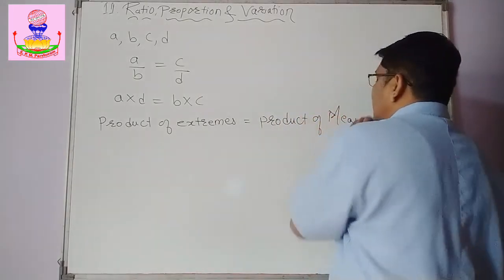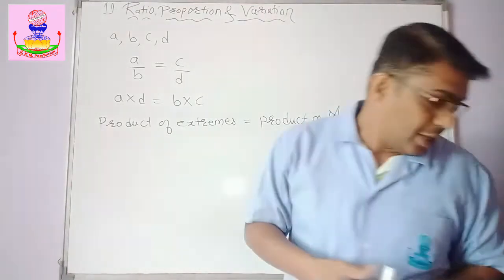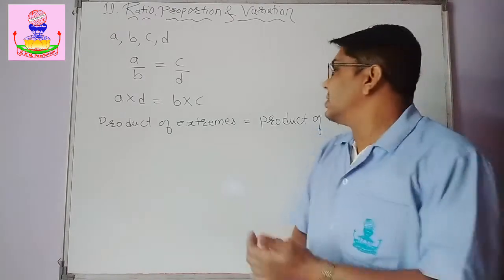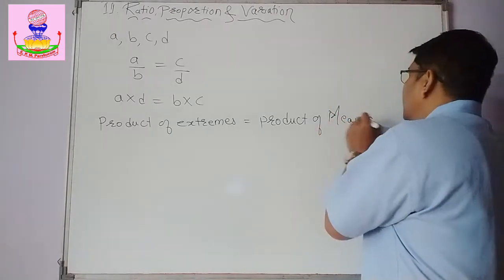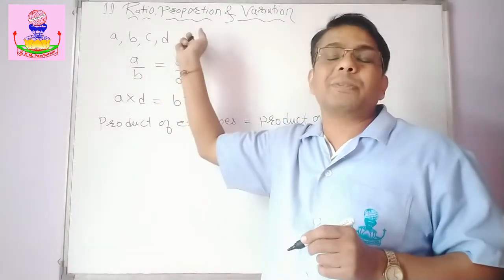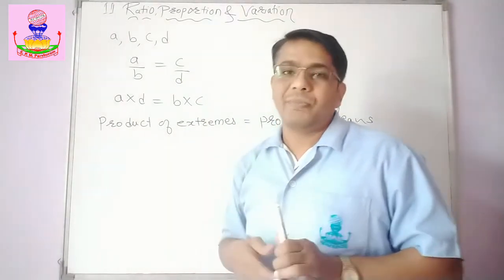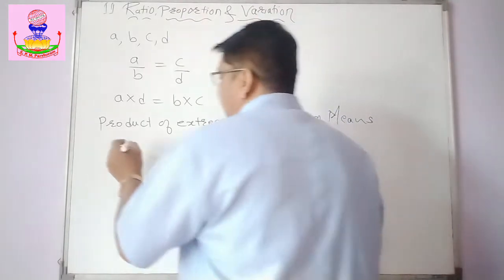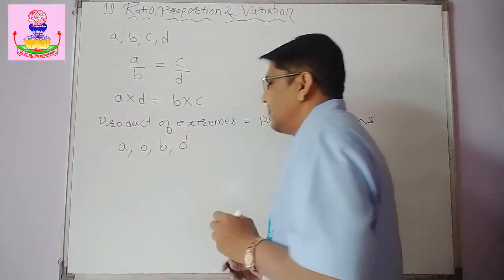Okay. So this is the formula to be remembered. Product of extremes is equivalent to product of means. Okay, means, that is, in between, second and third proportional. Extremes, first and fourth proportional. Okay, so A into D is equivalent to B into C. Now, in some cases it happens that the second proportional and the third proportional are the same.